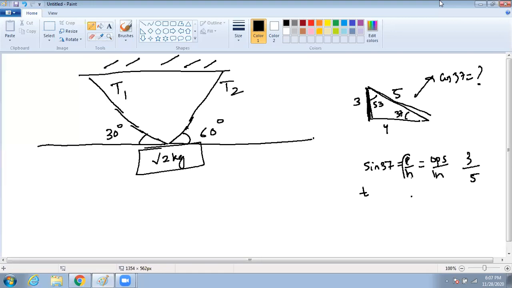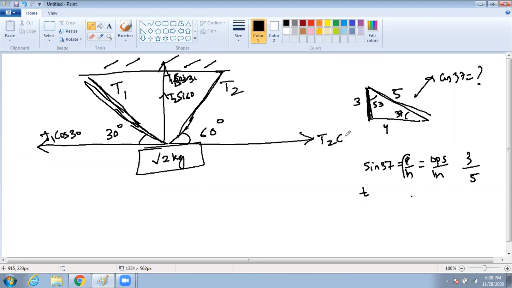Sir, I got T1 is equal to 5 root 2 newtons and T2 is equal to 5 root 6. Very good. See, now this T1 will have one component here and one more component here. This will be T1 cos or sine, yes or no? This will be T1 sine 30 and this will be T1 cos 30, correct? Similarly, this one will have T2 sine 60 and this side T2 cos 60. And weight also is a force, so root 2 into 10. So now you will have four forces.